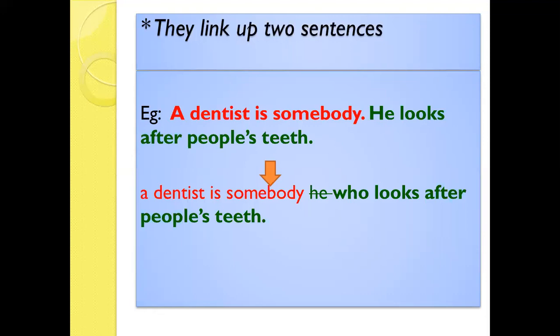Relative pronouns link up two sentences, like: a dentist is somebody, he looks after people's teeth. We drop the pronoun from the second sentence and join with the relative pronoun who. A dentist is somebody who looks after people's teeth.